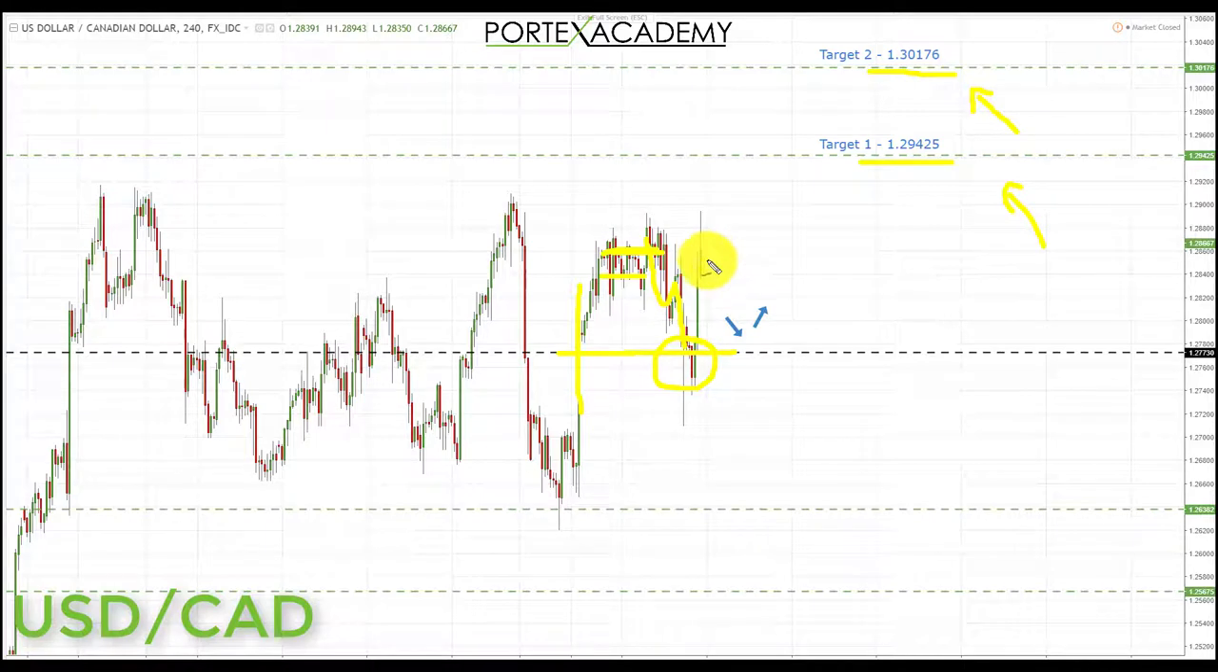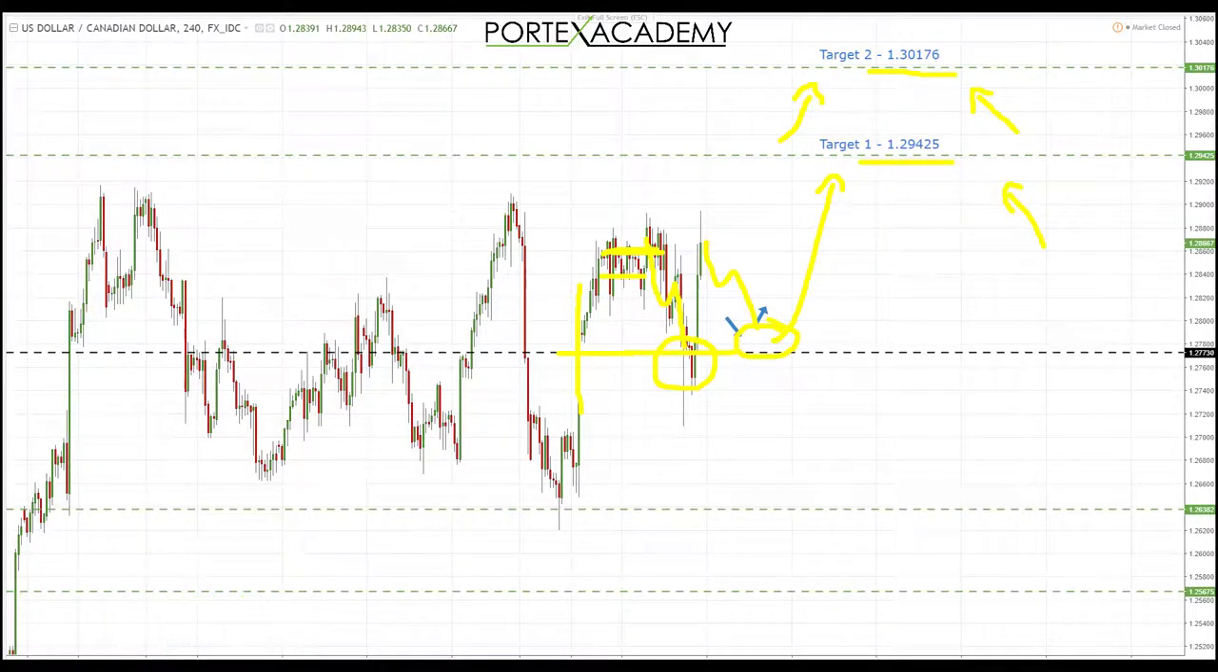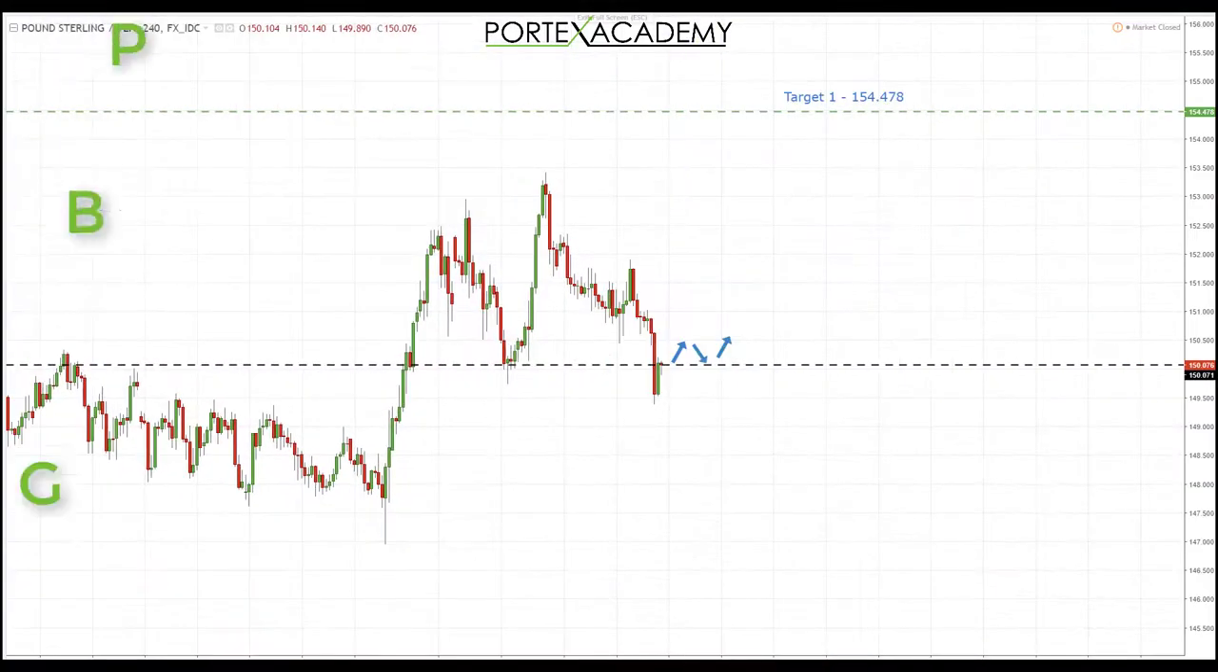If we get a pullback and a secondary test of the 1.27730, this would provide a great place again for a secondary opportunity to start to look for bullish formations and patterns. And again, we'll be looking at any type of correction here for longs up towards the targets, as mentioned, at the 1.29425. And the next key area of resistance after that, if we can get a break, at the 1.30176 respectively.